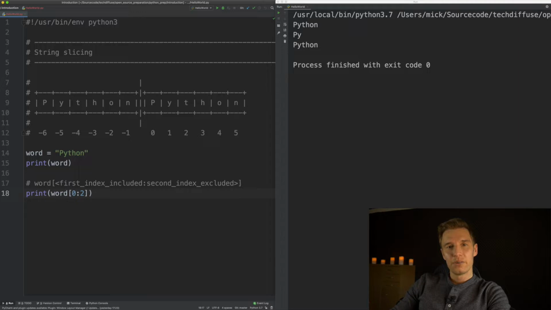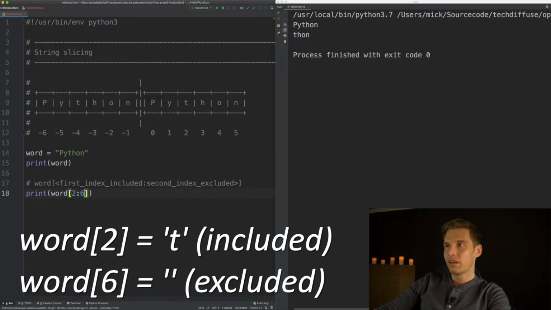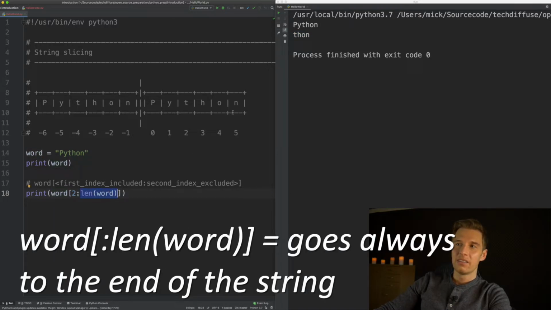Okay, this also works if you put another number than the 0 at the first. So for instance, if we want to have T, H, O, and N printed out, we know 2 is included, and 5 is excluded, so we can put 6 here, and there you go, T-H-O-N. Or to make it even easier, let's say, again, length of the word. So this always delivers us the last char of the word, if you put len(word) here.